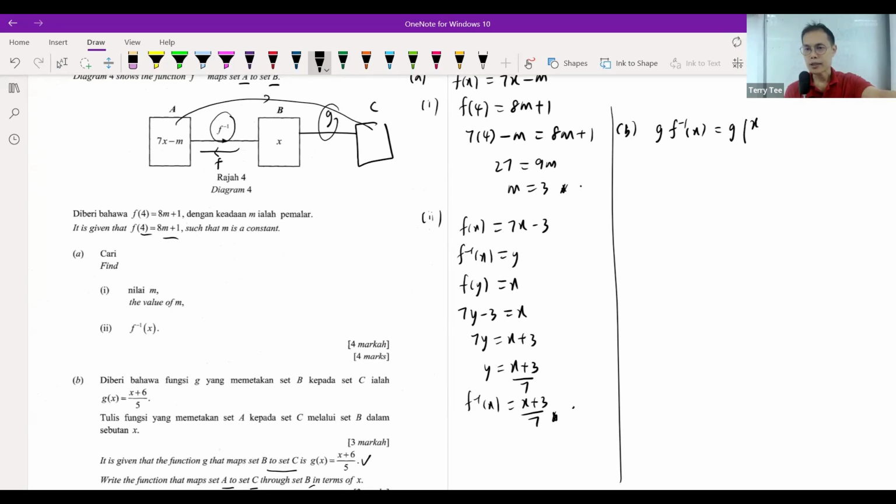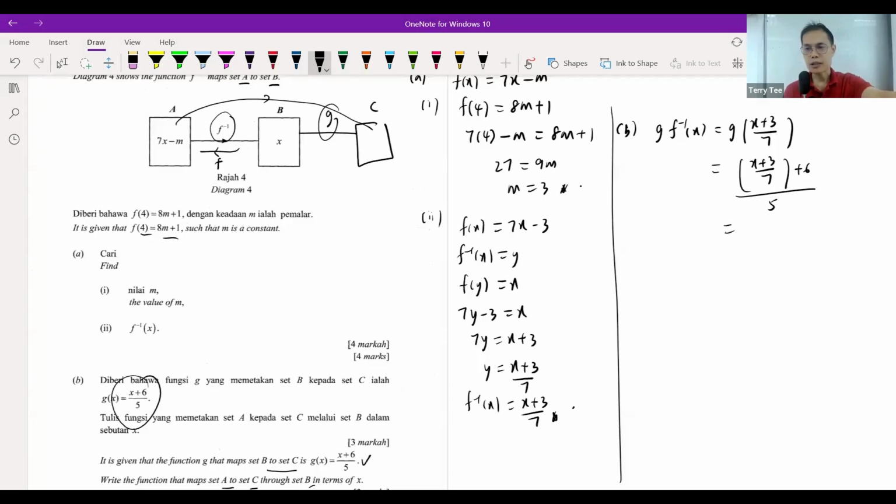My f inverse is x plus 3 over 7. You take this and put inside your g. Guys, your g is this, x plus 6 over 5. So I'm going to put bracket, plus 6, over 5. And I'm going to put this x plus 3 over 7 inside my bracket.